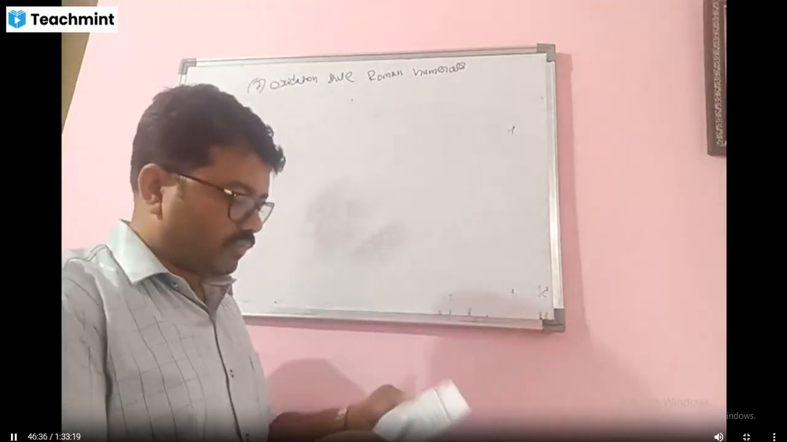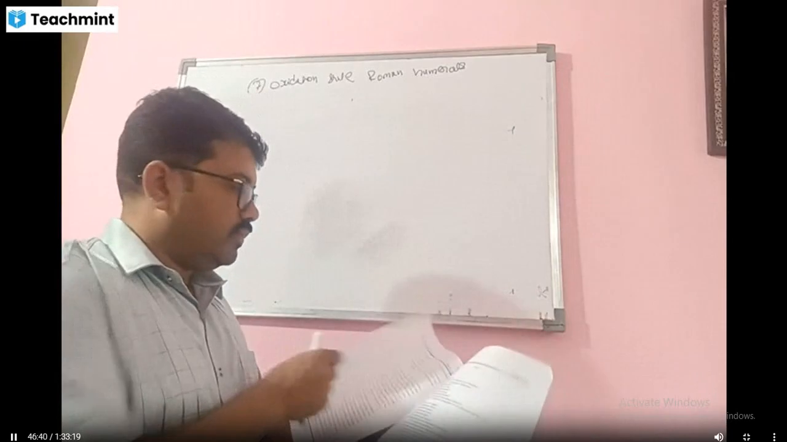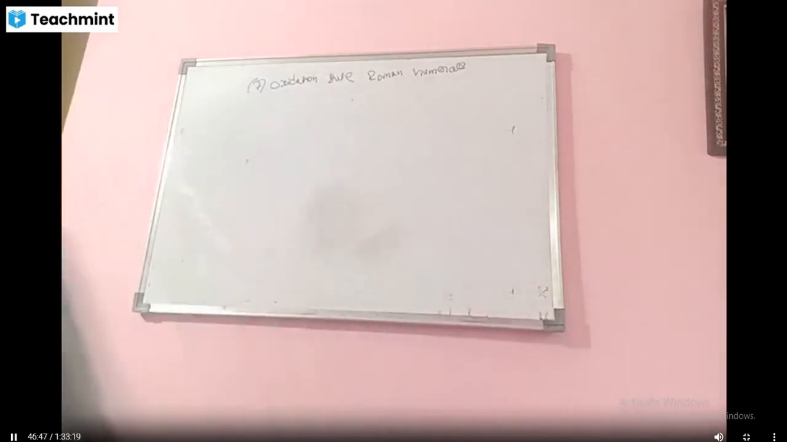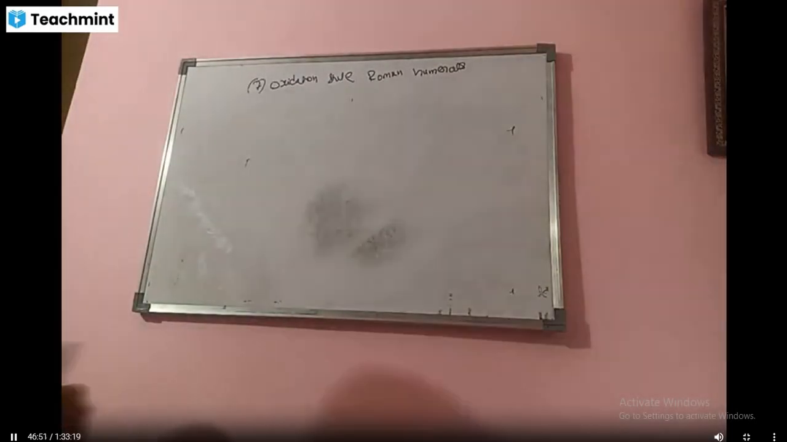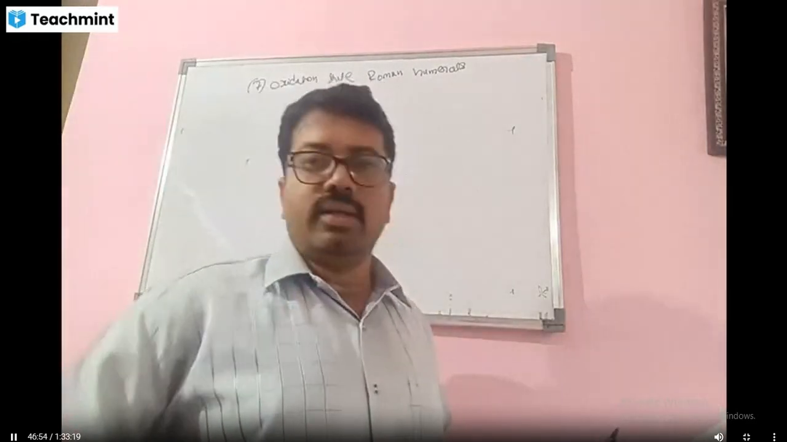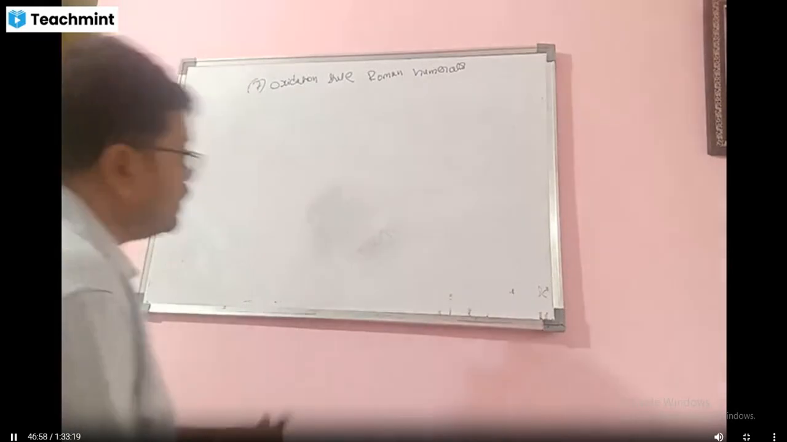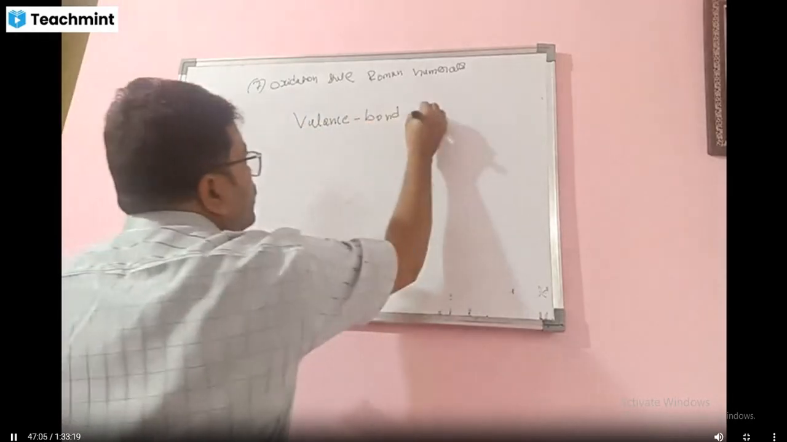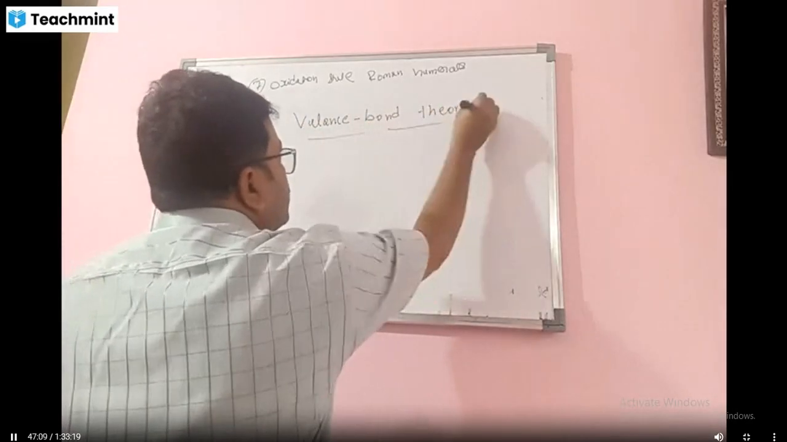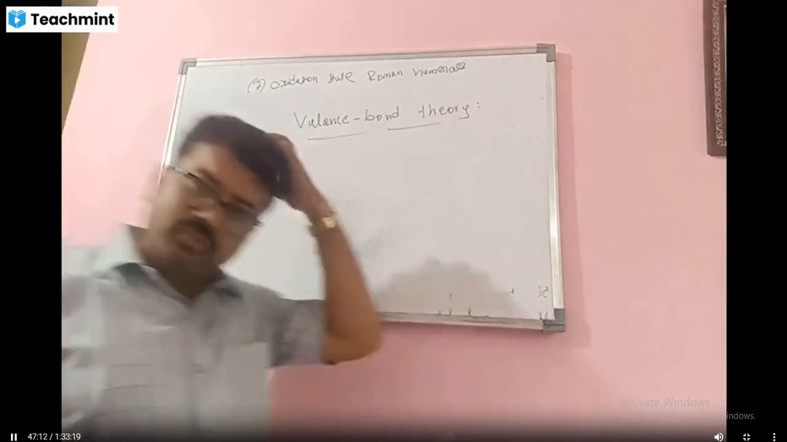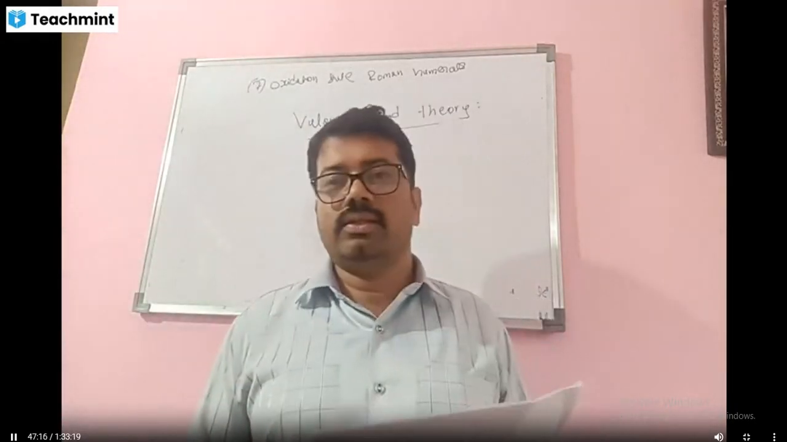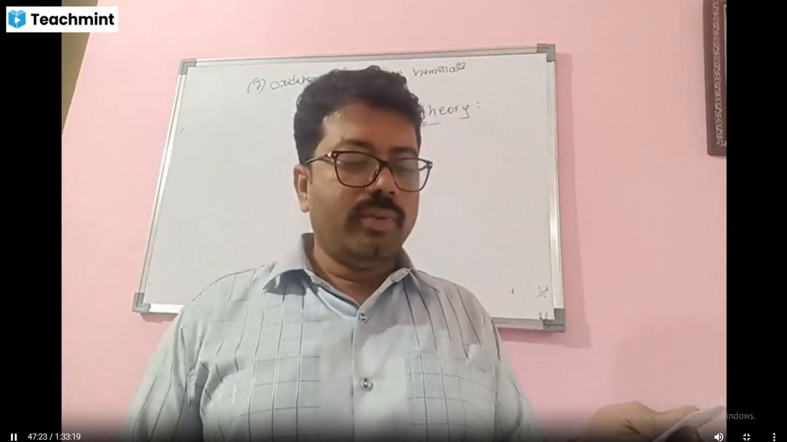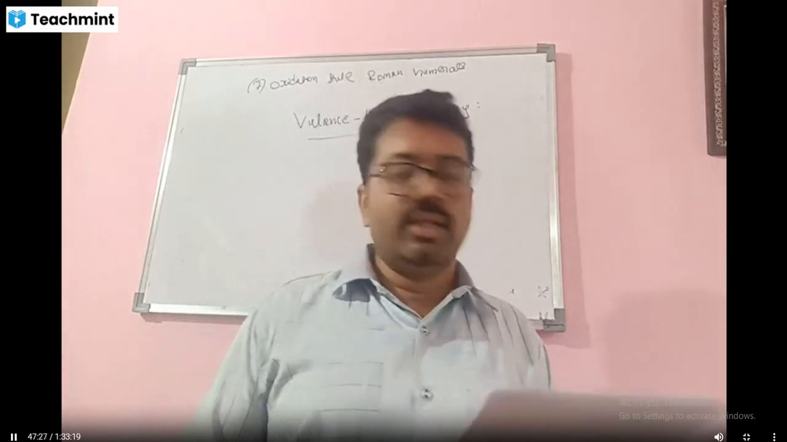So this is the first unit. In the next unit, the very important topic is valence bond theory. Valence bond theory was proposed by Pauling. It is mainly based on the concept of hybridization of suitable orbitals of the metal. The following assumptions are put forward to explain this theory.